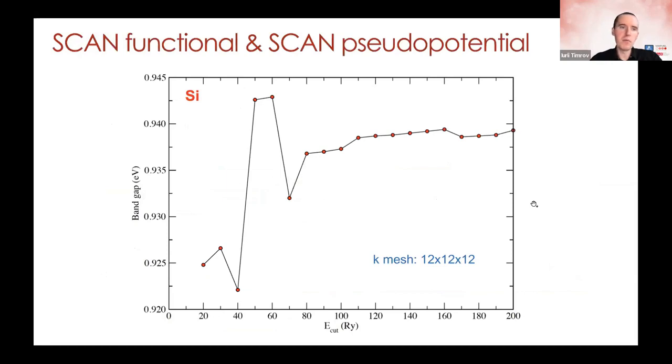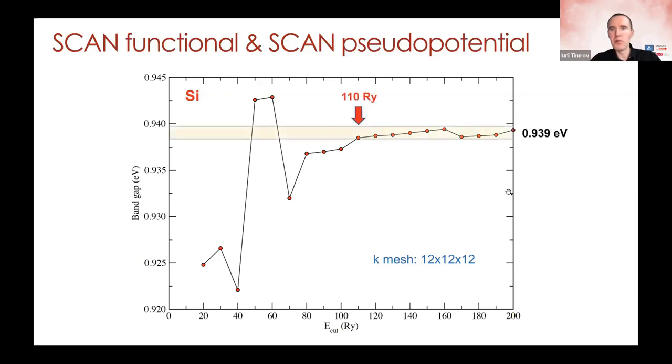So if we perform calculations for silicon at different cutoffs, we will see that the band gap behaves in this way. You see it's non-monotonic, with very noisy convergence. There is a lot of noise at low cutoff from 40 to 100, still a lot of changes, and only after around 100 Rydberg is there some kind of stabilization.